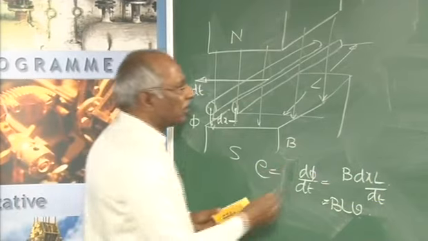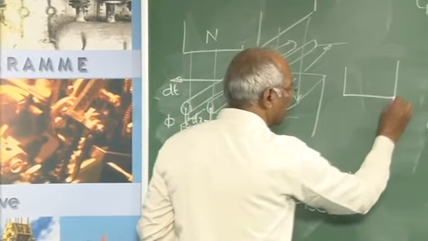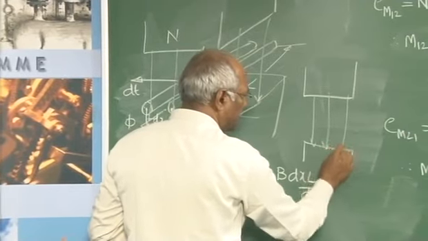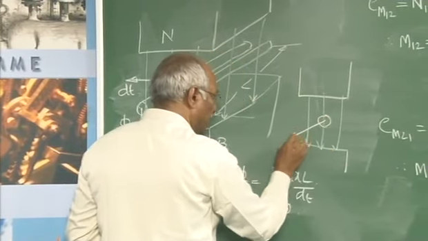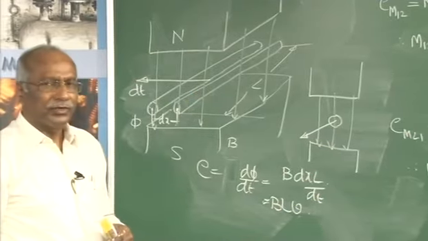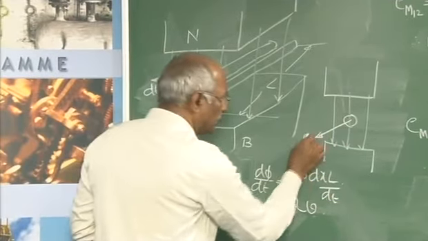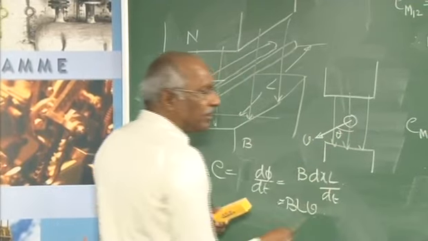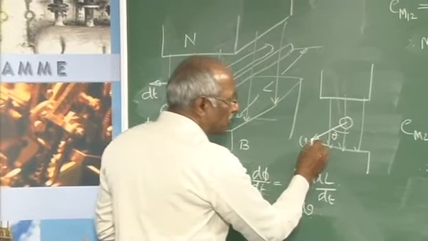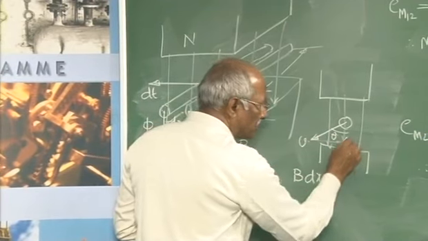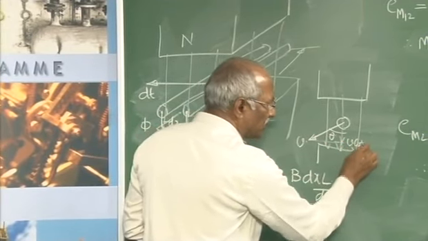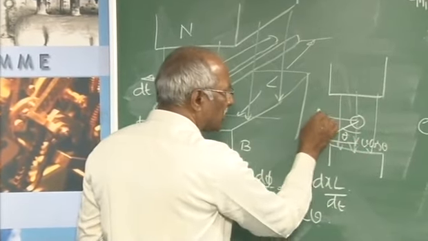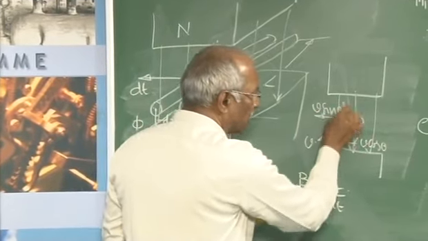However, when the same conductor is moving at an angle theta, this is the lines of force. If the conductor is moving this way, what will be the induced EMF? This is the velocity with which the conductor is moving, and this is theta. The velocity can be resolved into two components. One component is along this one, which is nothing but v cos theta, and the other component is this one, which is nothing but v sin theta.